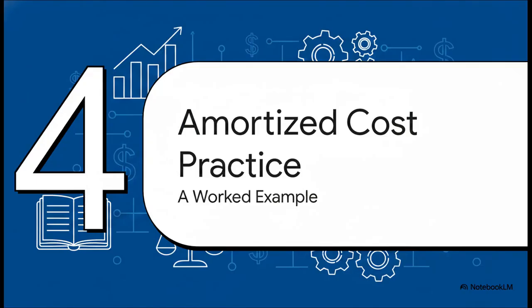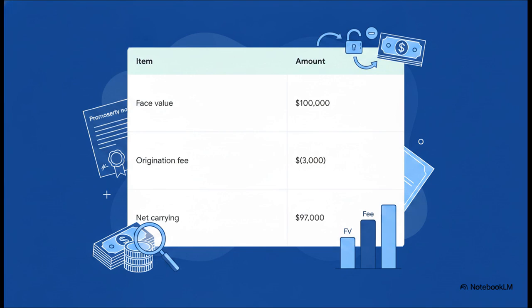Let's make this concrete and check out amortized cost in practice. Let's step into a real-world scenario. Imagine your company issues a note receivable with a face value of $100,000. That's the amount the borrower promises to pay you back at maturity. However, to set this whole thing up, you collect a $3,000 origination fee up front from the borrower, right?